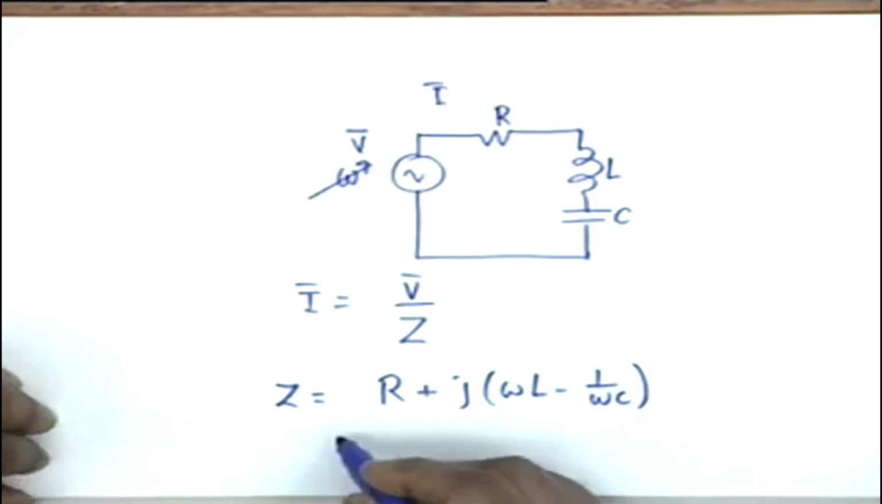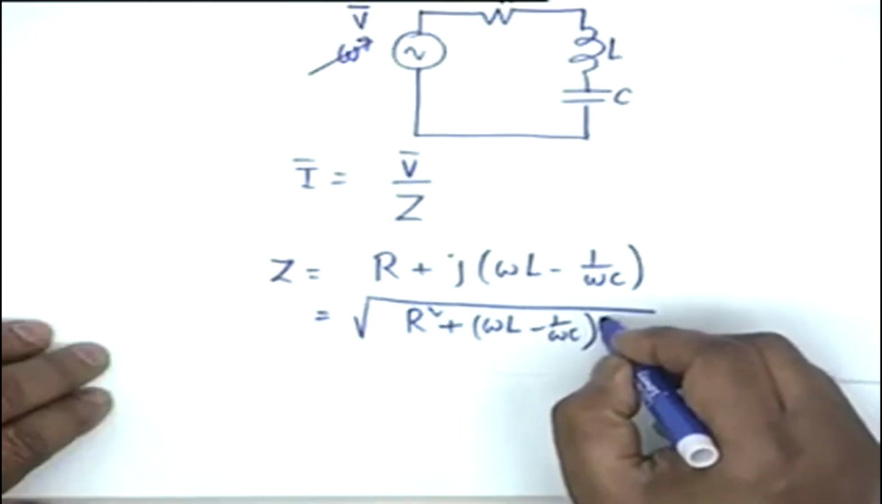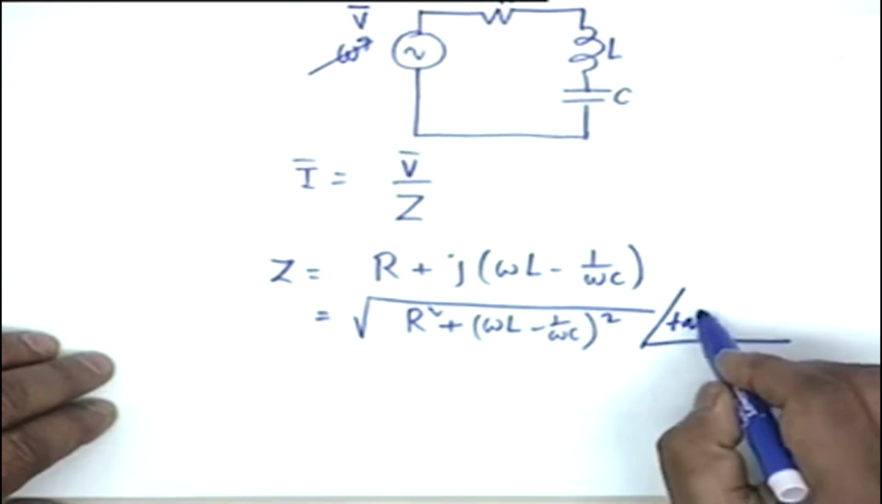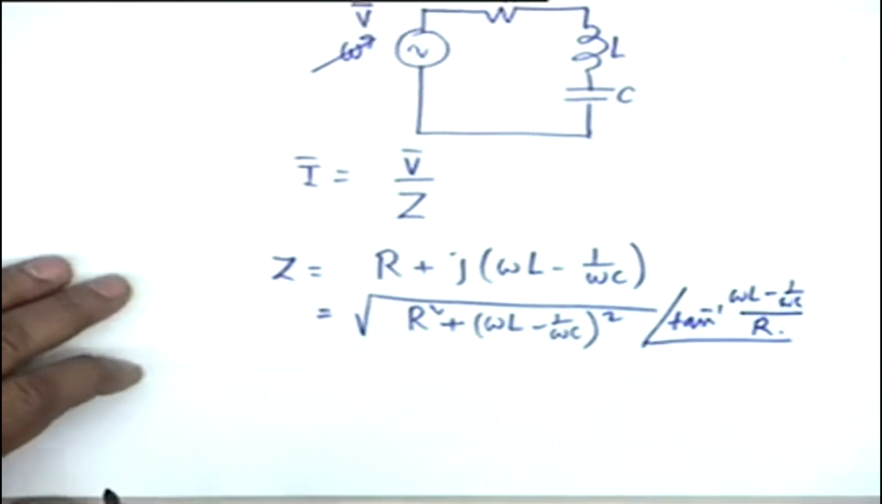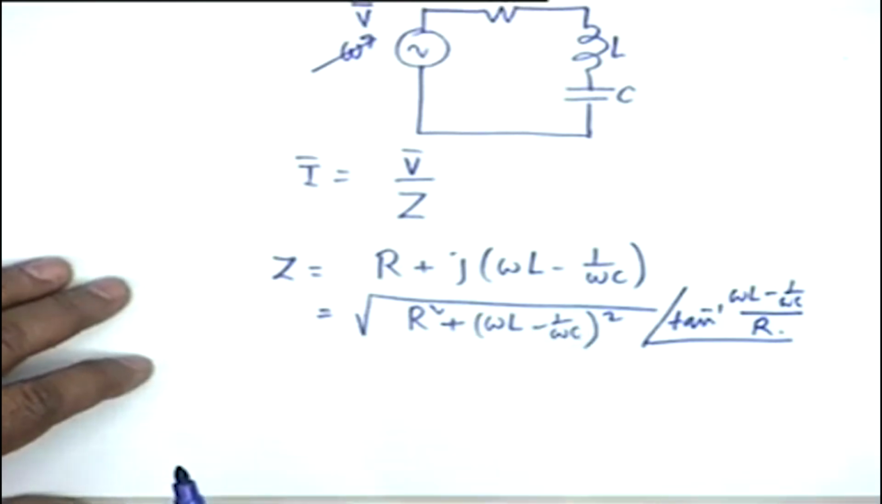The magnitude is square root of R squared plus omega L minus 1 by omega C whole squared, and the angle is tan inverse of omega L minus 1 by omega C divided by R. If frequency is increased from 0 towards infinity, the impedance starts with infinite value. At omega equal to 0 the impedance is infinite, and the angle at omega equal to 0 is simply tan inverse minus infinity, which is minus pi by 2.